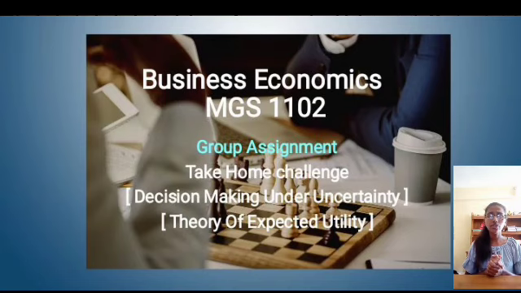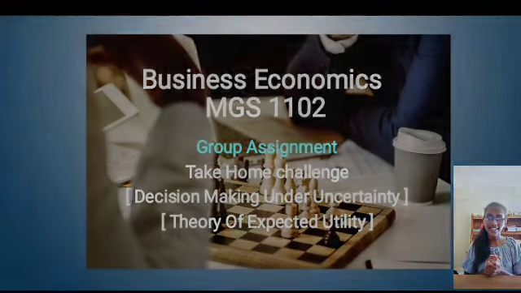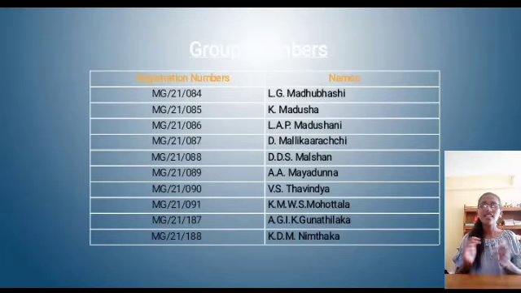Now we are going to face these two challenges under game theory, according to decision making under uncertainty and expected utility theory. These are our group members.